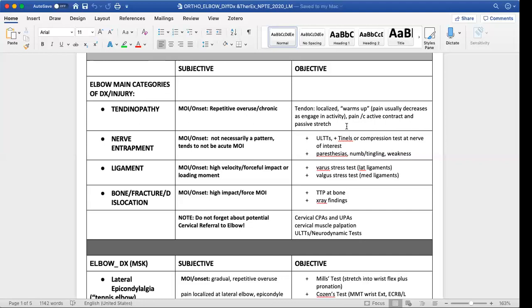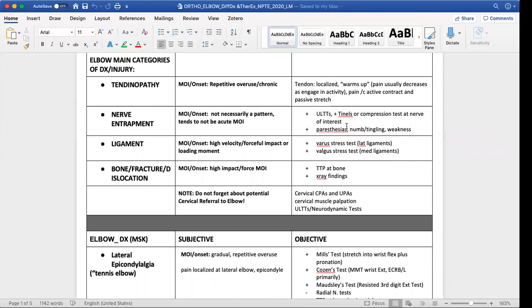So if we think about this pattern as part of our objective exam, if we suspect this sort of issue, a contractile lesion, an issue of the tendon or muscle, and we're talking about tendinopathy here, we're going to be able to recreate that individual's pain if we ask them to contract the muscle that attaches to the tendon, or if we place that tendon on stretch. That's going to be a common finding.